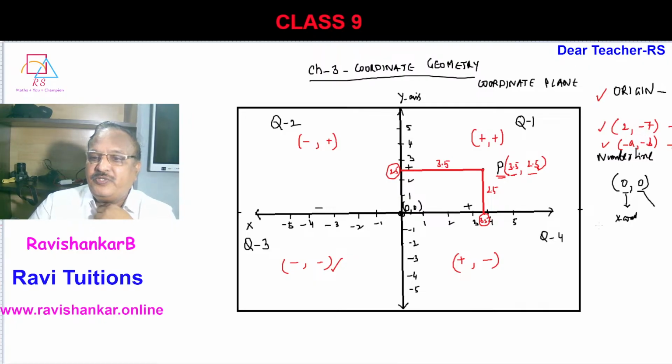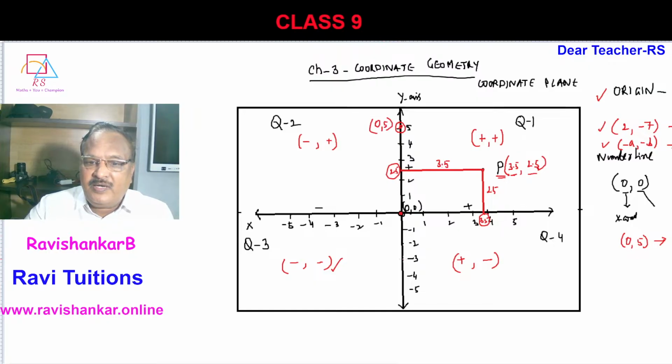Then 0, 5, where does it lie? 0, 5. That means the x coordinate is 0, so it is here only. That means the x distance is 0. So 0, 5, where 5 is the y coordinate. This is 5. This is 0 comma 5. And what is this one? 0 comma minus 3.